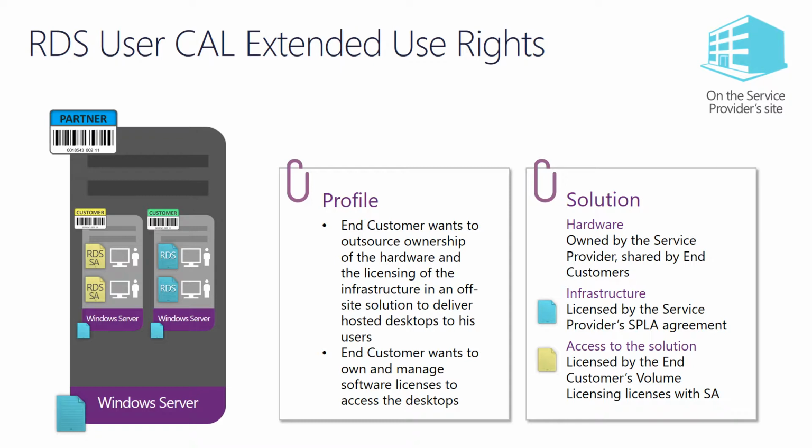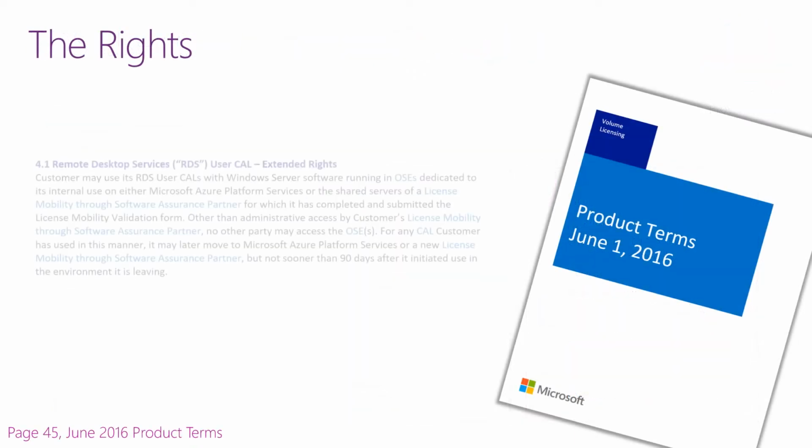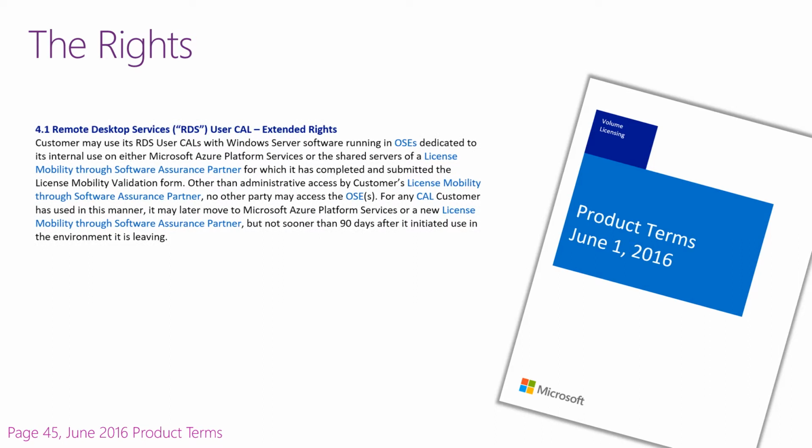And as I mentioned on the previous slide, these CALs may still be used to access on-premises solutions too. Now do note that the RDS CALs must be user CALs to allow this scenario. And again, the terms governing use of this right are in the product terms document, where you can see reference to the fact that these CALs must be user CALs and that solutions can be run on either the shared servers of a service provider, which is what we saw, or indeed within Azure. So let's take a look at that now.